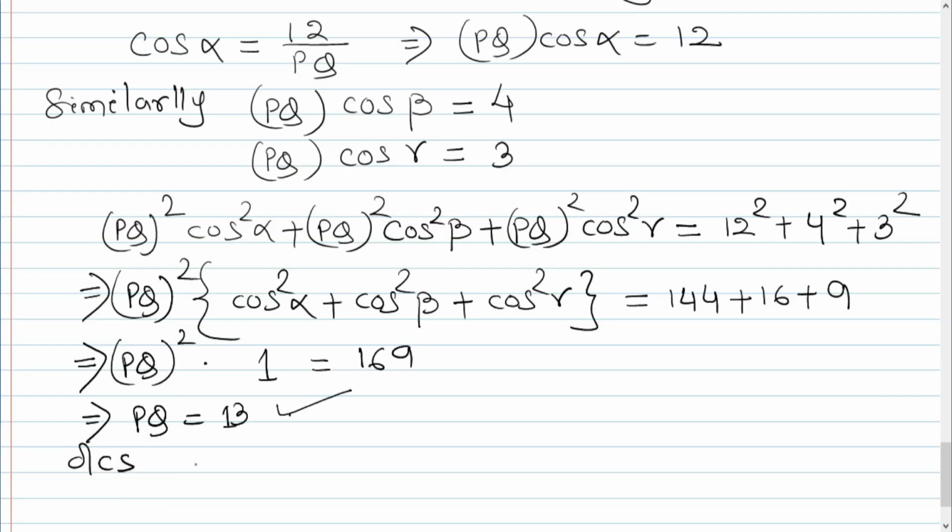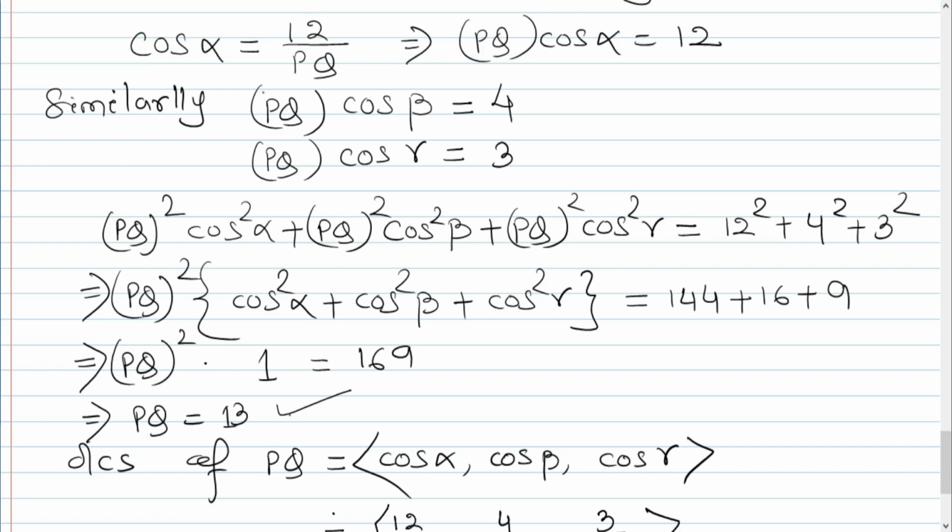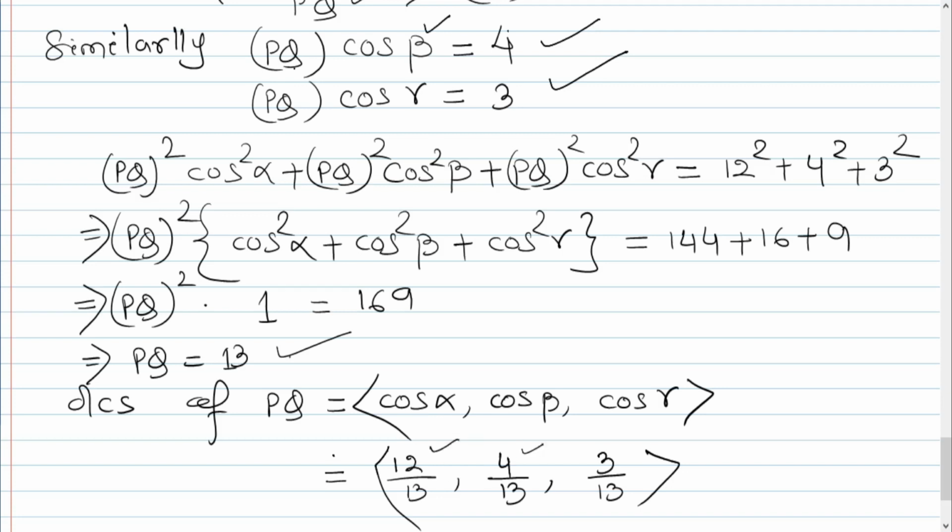So the DCs, or direction cosines of PQ, are cos alpha, cos beta and cos gamma, which are equal to 12 by 13, 4 by 13, 3 by 13. Cos alpha is 12 by PQ, cos beta is 4 by PQ, cos gamma is 3 by PQ. So therefore the DCs are 12 by 13, 4 by 13, 3 by 13, and the length is 13.